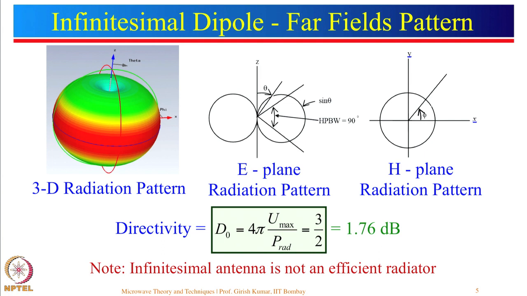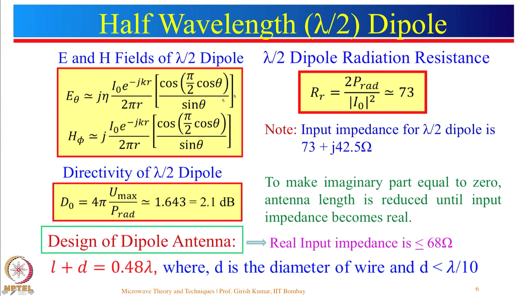I also want to mention that an infinitesimal dipole antenna is not an efficient radiator, so generally it is not used. So far it was only for derivation purposes. So now let's just look at the half wavelength, lambda by 2 dipole antenna. For this particular dipole antenna, E field and H fields are given by this particular expression. Please again note down that these are far field radiation patterns and not near field radiation patterns. Okay. Now the directivity of a lambda by 2 dipole antenna is equal to 2.1 dB.